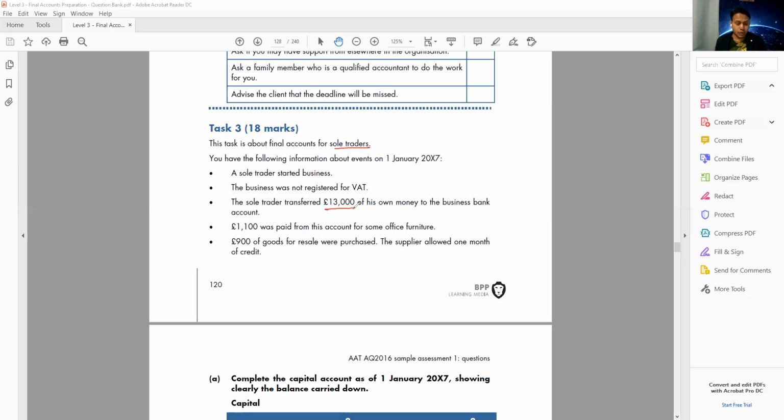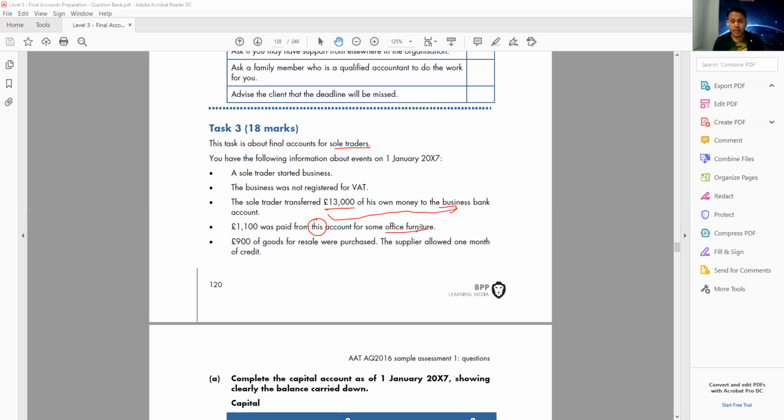Okay, let's read more. 1100 was paid from this account. From which account? From the business account, for some office furniture. So this is not the capital.